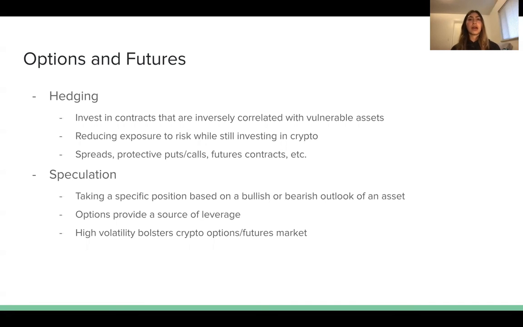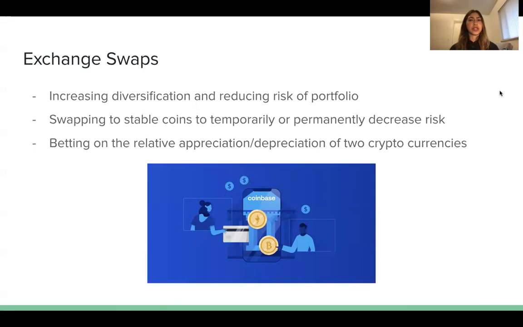The second form of investing is speculation, where individuals basically take a specific position on the market based on a bullish or bearish outlook of an asset. And basically they're betting on the future price movements of the underlying cryptos. Options provide a source of leverage because they're cheaper than buying the underlying asset, in this case, the underlying cryptocurrency. And also because of the high volatility of the crypto market, there's opportunities for higher profit levels for both options and futures contracts. So next we'll talk about the exchange market.